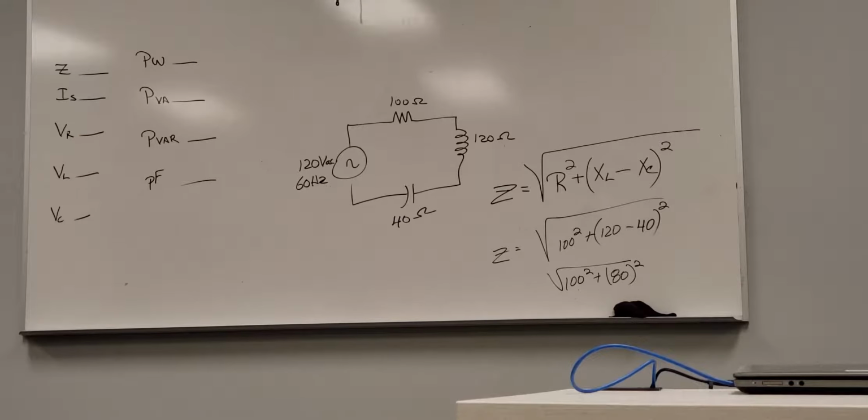Put that into your calculator. 100 squared plus 80 squared equals, second function square root, second function answer, get 128.